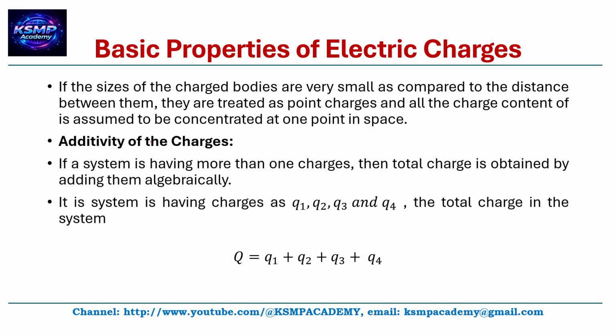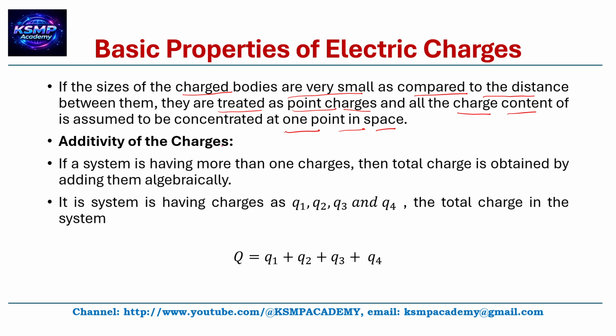So let us see the basic properties of the charges. If the size of the charged bodies is very small as compared to the distance between them, that is, there are two bodies and they are charged, then we treat them as point charges. So in the further discussion, we will be assuming that these are point charges. That means their size is very small as compared to the distance. And in that case, we assume that the total charge content is concentrated at one point in space. That is considered as a point charge.